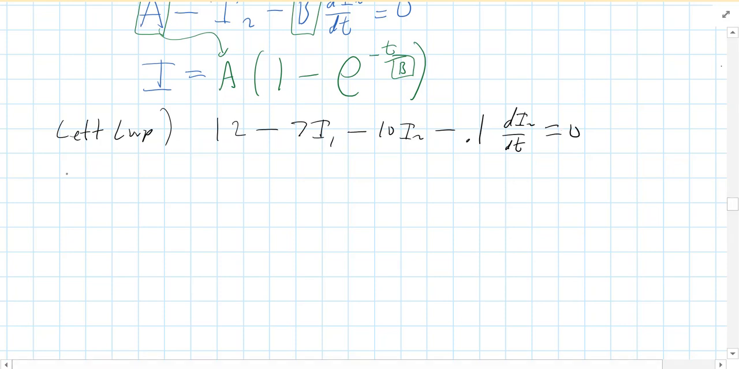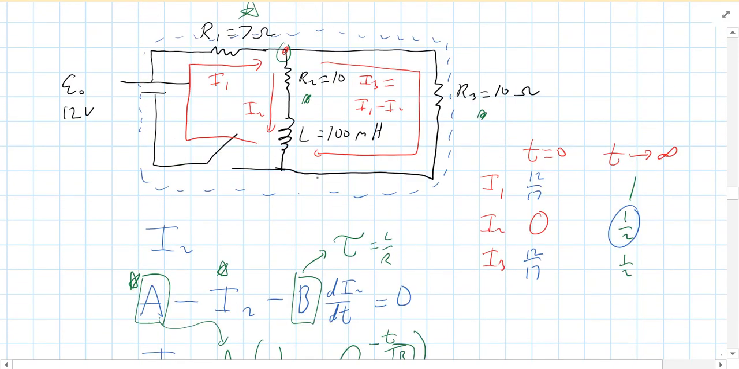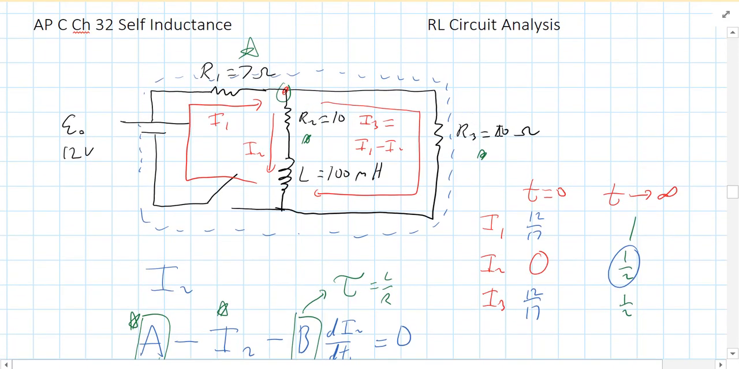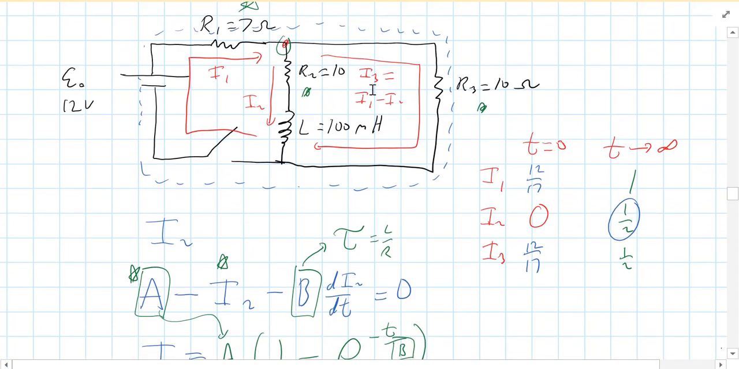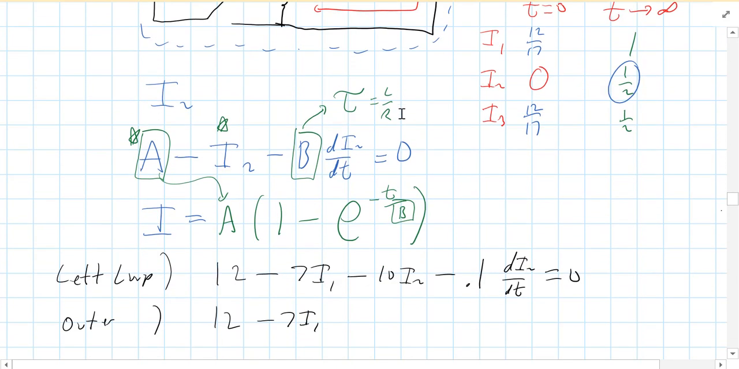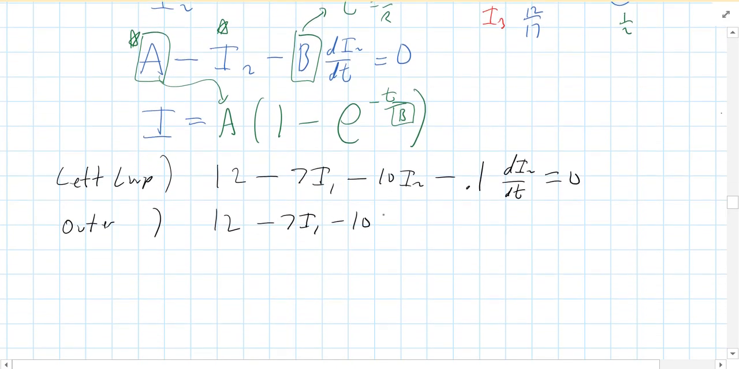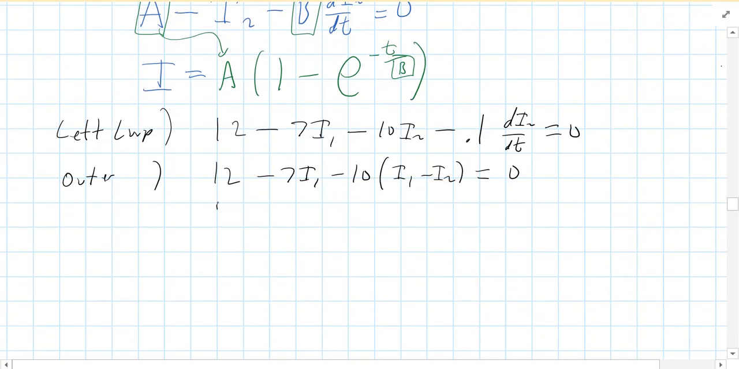So then let's do the outer loop. Okay, so our first two terms are identical, 12 minus 7I1. Okay, then we go with I3 through R3. Now, I3 is equal to I1 minus I2, so I'm going to make that substitution right away. All right, so it's going to be minus 10 times (I1 minus I2), and that's all equal to 0. Okay, so we'll put some like terms together. 12 minus 17I1 plus 10I2 equals 0.